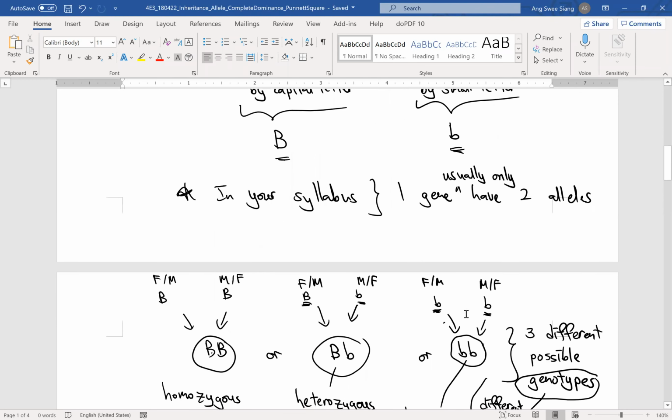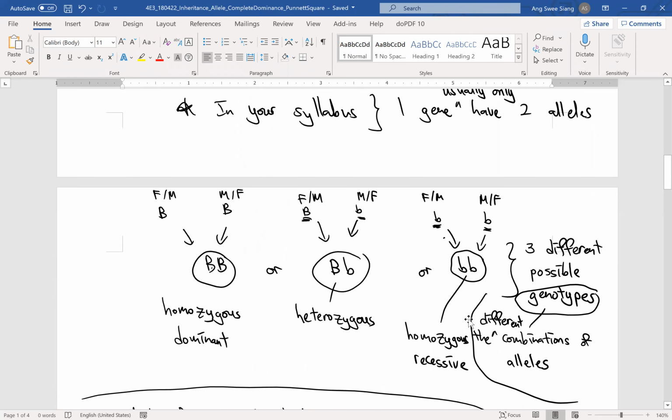Because each gene is usually only controlled by two alleles, we get one set of chromosomes from father and one set of chromosomes from mother. So there are three different possible genotypes, based on the assumption that one gene only has two alleles.